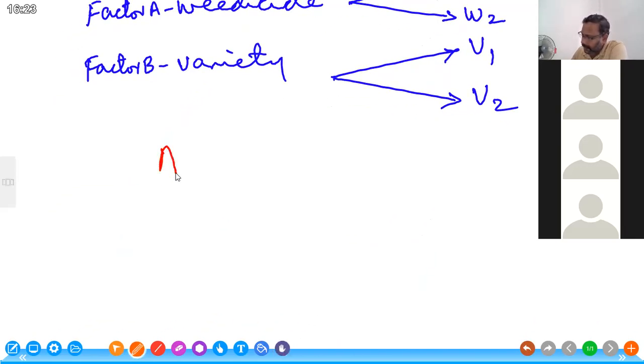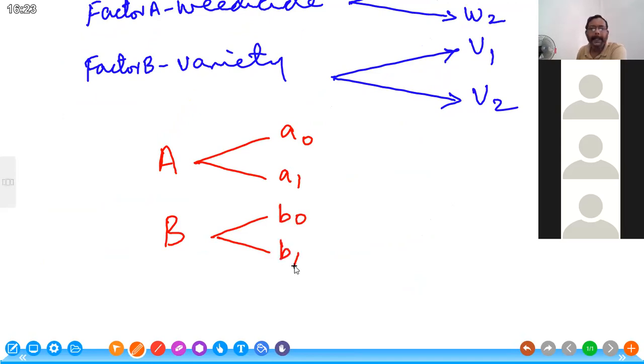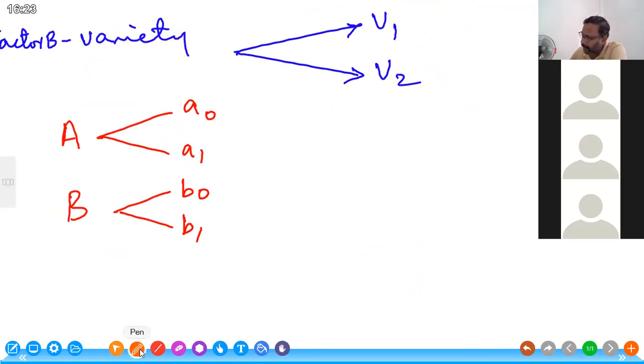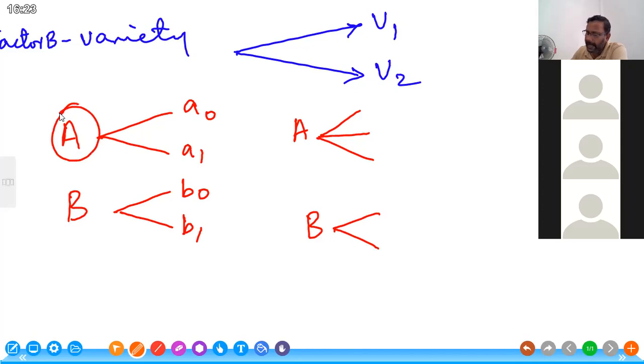For example, let's say I have factor A. We usually indicate levels as A0, A1. Factor B, we indicate 2 levels, B0 and B1. Right? We may have several levels. That is up to us, depending on how we are doing our research. So here, in the first case, how many levels are in factor A?